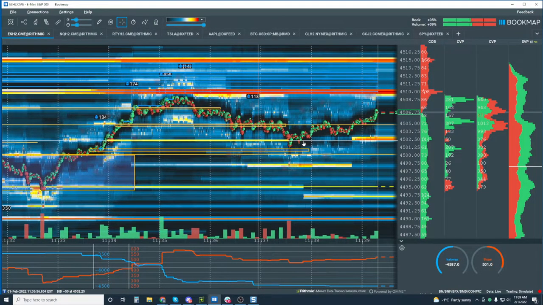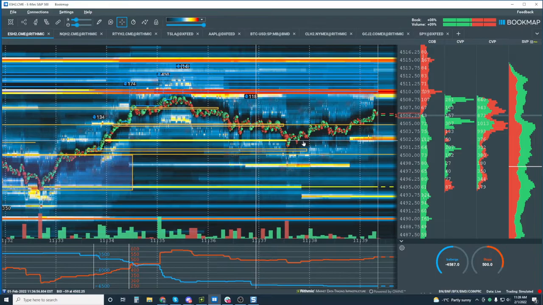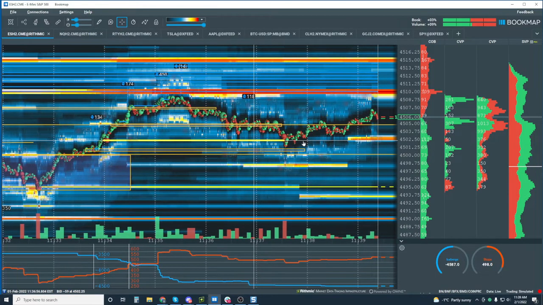Our scenario here is starting to play out pretty nicely, looking for that move up into 10. And then we'll reassess at that point.